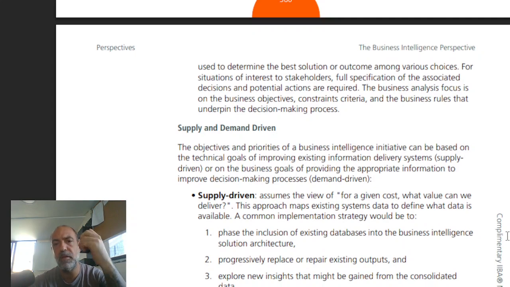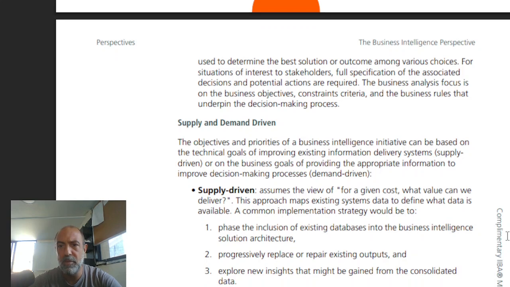Full specification and the associated decisions and potential actions are required. The business analysis focus is on the business objective, constraints, criteria, and the business rules that underpin the decision-making process.